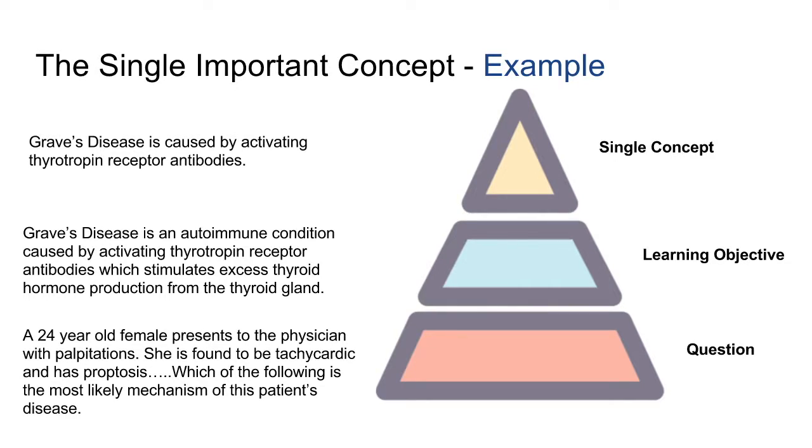And then finally, the question. Okay, so it's usually a clinical vignette. A 24-year-old female presents to the physician with palpitations. She's found to be tachycardic and has proptosis. Blah, blah, blah. Which of the following is the most likely mechanism of this patient's disease? All right.